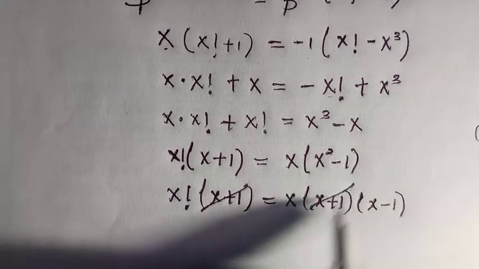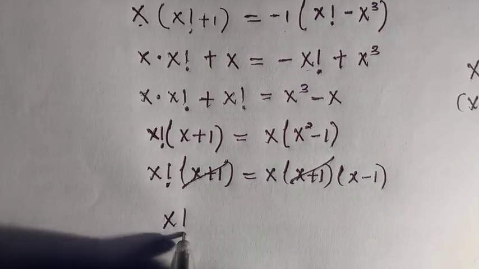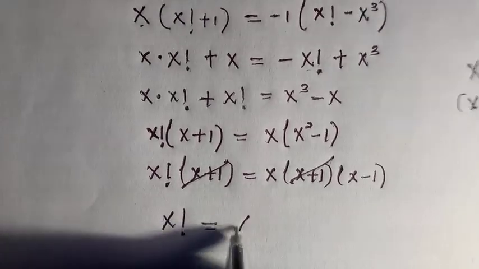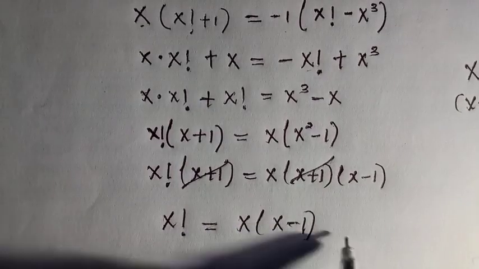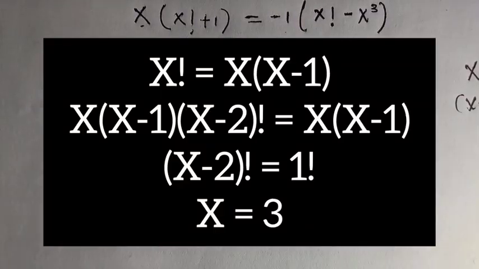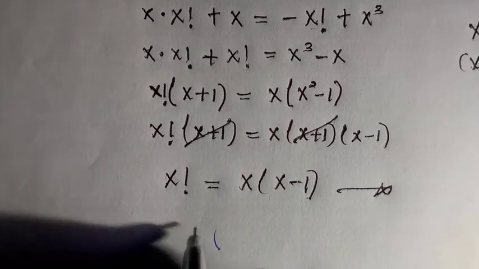So if we cancel these two, we are going to have x factorial equals x(x - 1). So we can get this, and we can solve it by iterating, because for this one, we only have a few satisfying solutions.